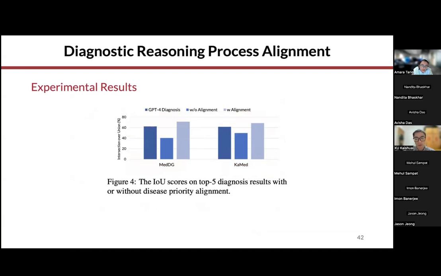Since we conduct a diagnosis analysis in the first component, we calculate the diagnosis accuracy and compare with GPT-4. Surprisingly, our model can achieve better diagnosis results than GPT-4. Here, the one with alignment is the final accuracy of our model, and it significantly outperforms the GPT-4 diagnosis.